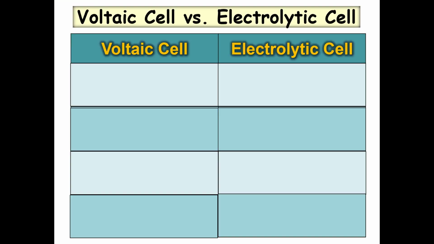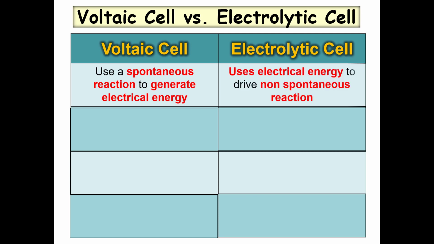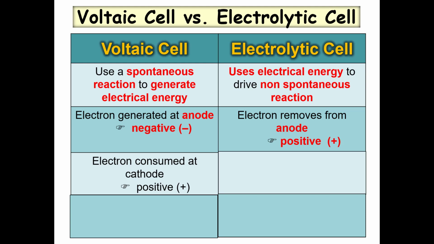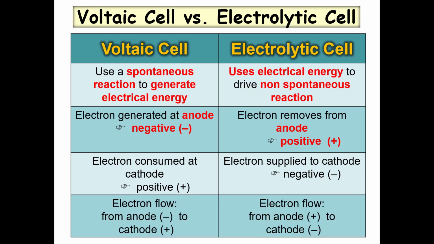Now, look at the difference between a voltaic cell and an electrolytic cell. A voltaic cell uses a spontaneous reaction to generate electrical energy, while an electrolytic cell uses electrical energy to drive a non-spontaneous reaction. Electrons are generated at the anode for a voltaic cell, while electrons are removed from the anode for an electrolytic cell. Electrons are consumed at the cathode for a voltaic cell, while electrons are supplied to the cathode for an electrolytic cell. In both cells, the electrons flow from anode to cathode. The difference is that for a voltaic cell, the anode is the negative terminal, while for an electrolytic cell, the anode is the positive terminal.